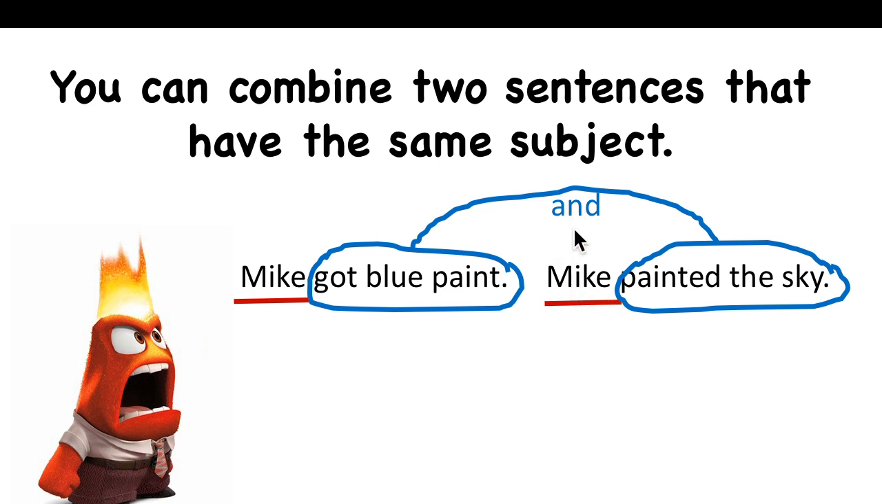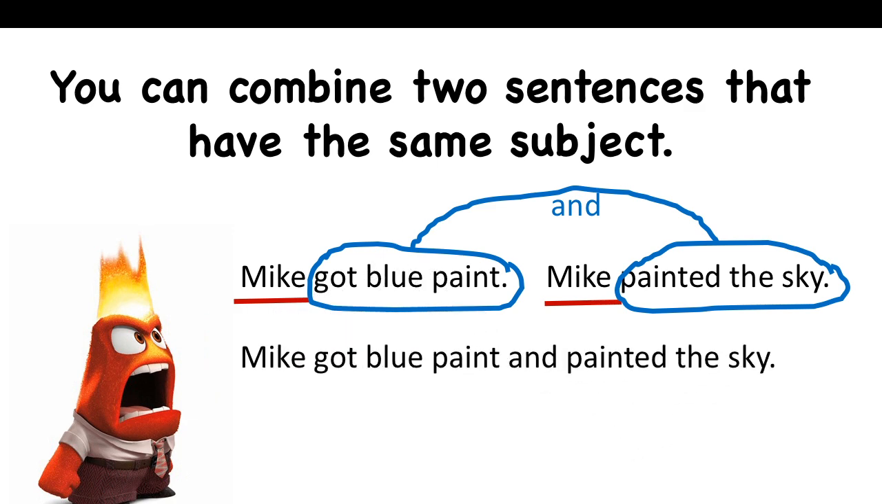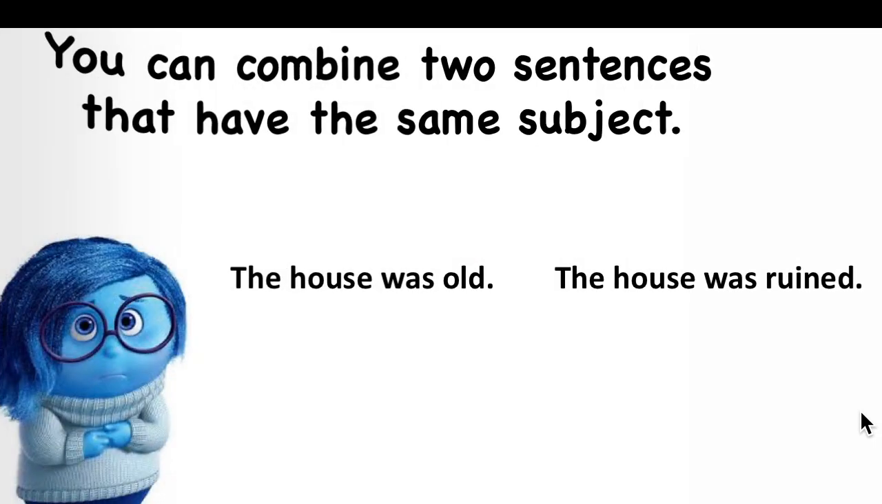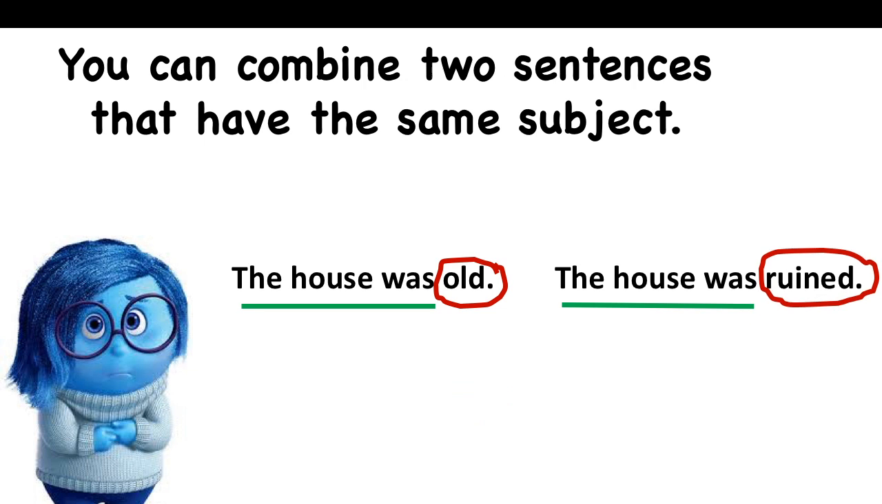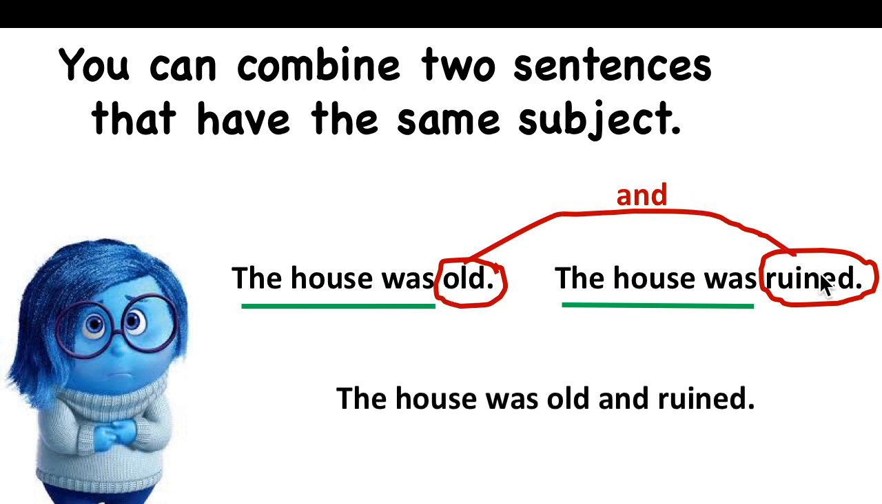So the words that are under the line that joins the two groups of words that are not the same will be cancelled. They will disappear. And the sentence will look like this: Mike got blue paint and painted the sky. One more. The house was old. The house was ruined. Which words are the same words in the subject? Of course, the house and was. The words that are not repeated are the words old and ruined. These words we will join together with the word and. That means that these words will disappear, and the sentence will look like this: The house was old and ruined. See, the house was old and ruined.